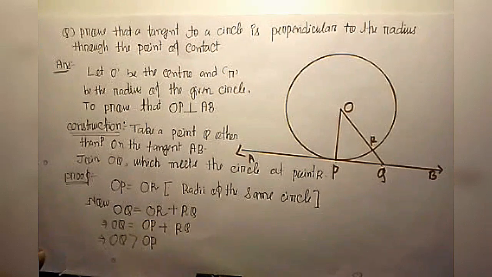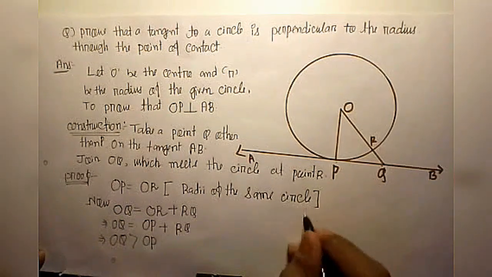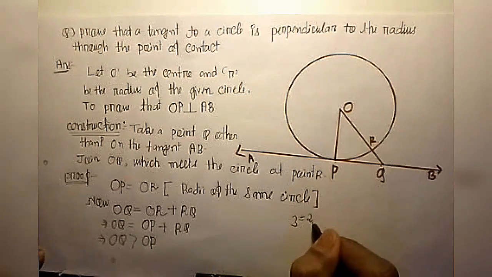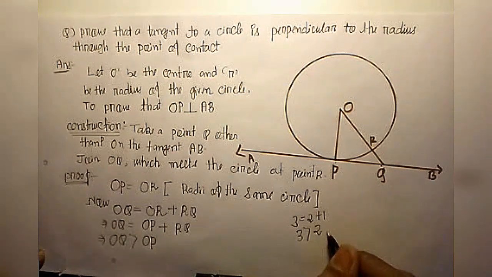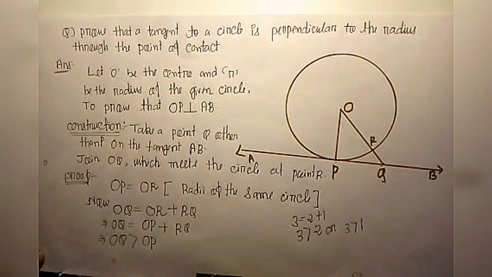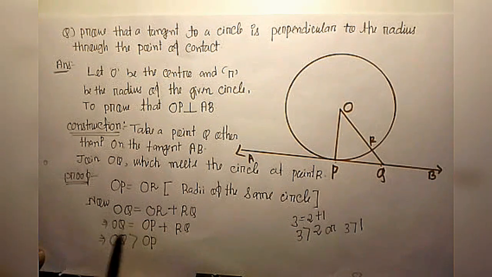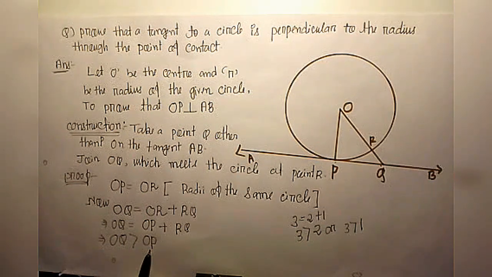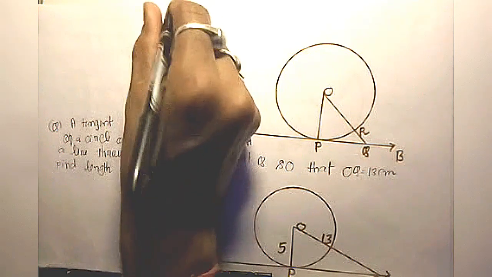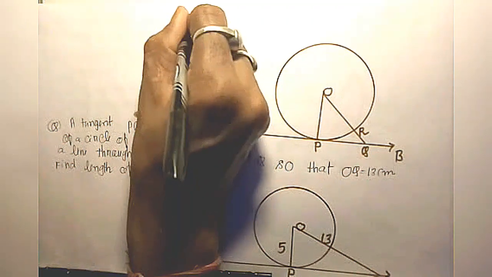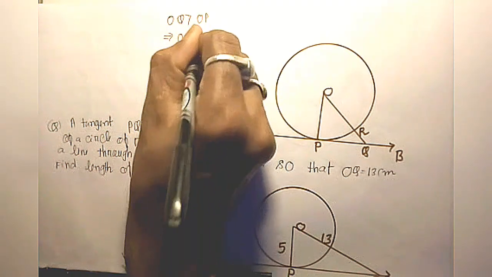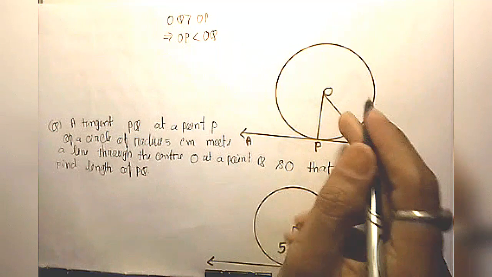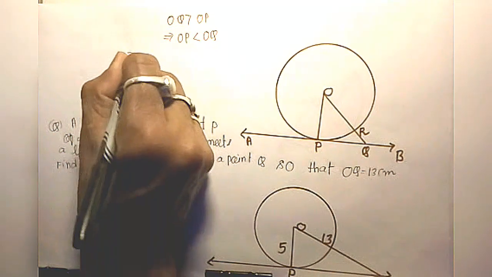This implies OQ is greater than OP. So why is OQ greater than OP? For example, 3 equals 2 plus 1. It means 3 should be greater than 2 and greater than 1. Exactly the same concept we can use. OQ equals OP plus RQ, so OQ should be greater than OP. So we get OQ greater than OP, which means OP is less than OQ.